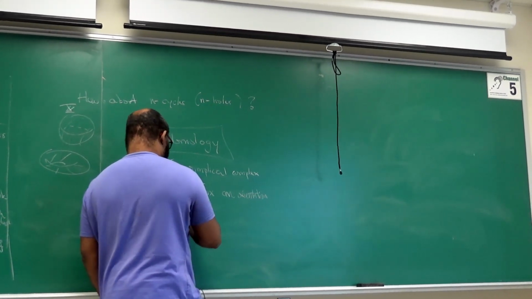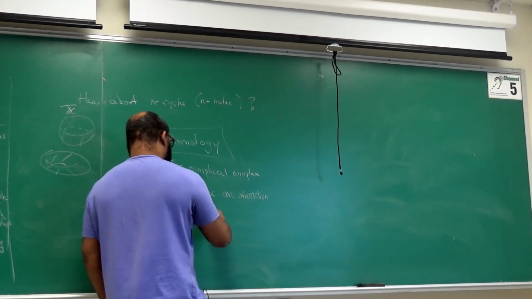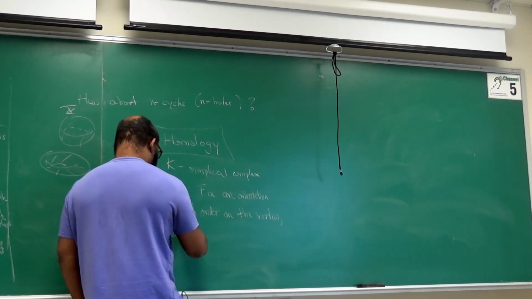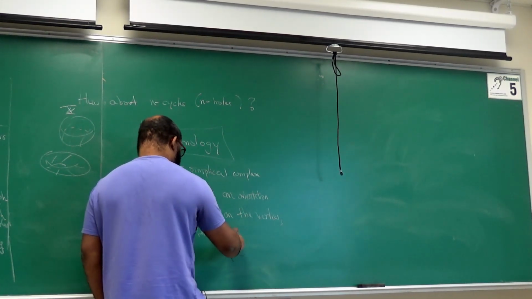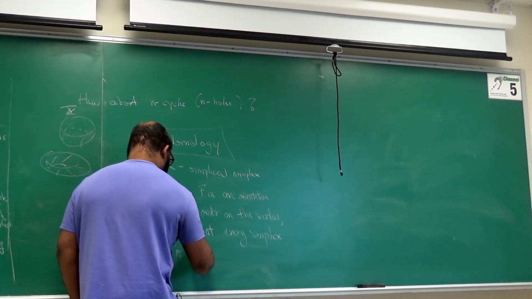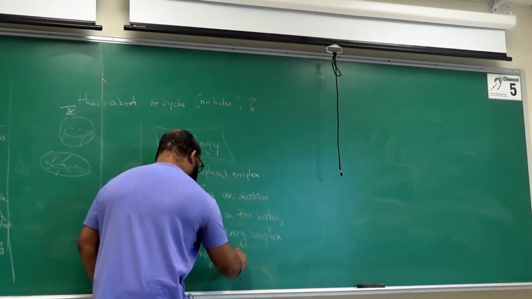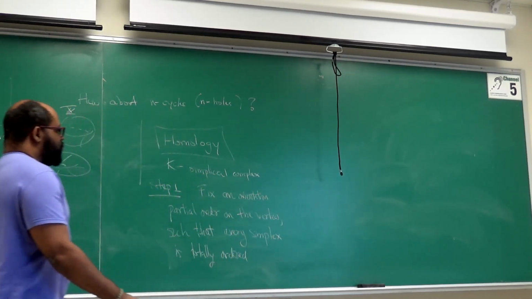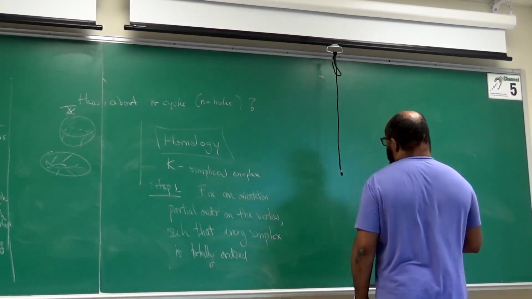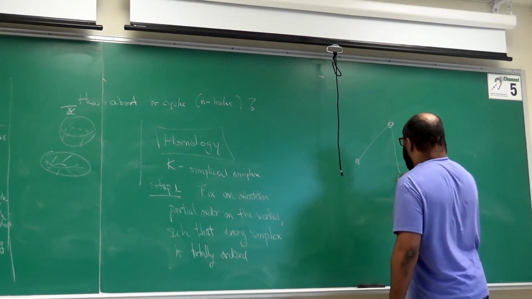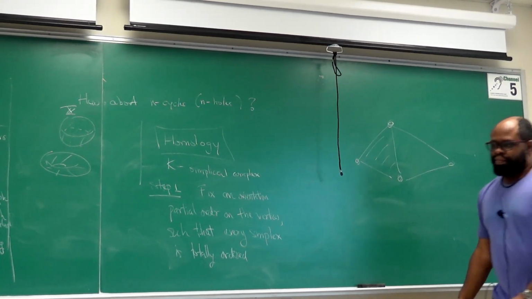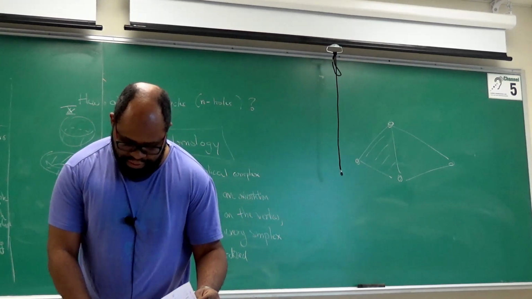So this is just a partial order on the vertices such that every simplex is totally ordered. Okay? So pictorially, what does that look like? So say that you have your simplicial complex and it looks like this. Let me put some names to these guys.